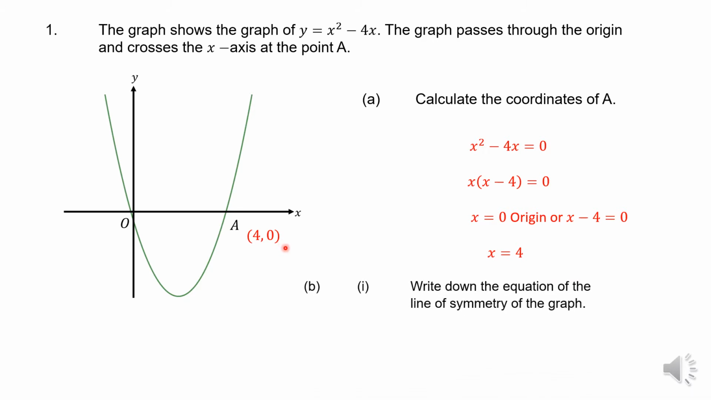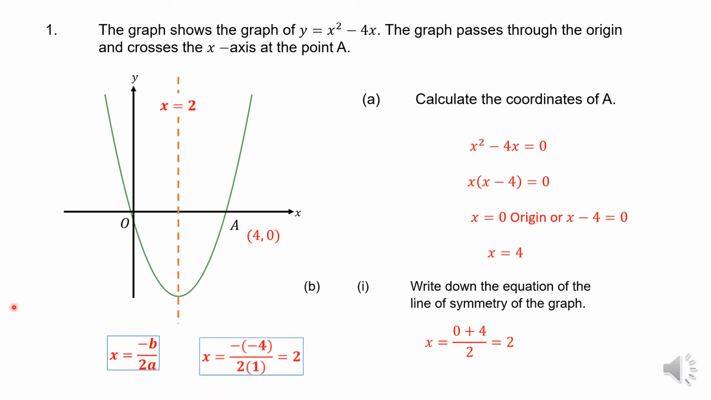Now, a second question asks you to write down the equation of the line of symmetry. There are many ways you can do it, but because I know what the x-intercepts are, I'll just average them out. I take 0 plus 4, and then divide that by 2. So my line of symmetry should be halfway between 0 and 4, which is x equals 2. You can also use the formula x equals minus b over 2a, which is the formula for the axis of symmetry, and identify the value of b, which is negative 4 in your function. You still end up with x equals 2.